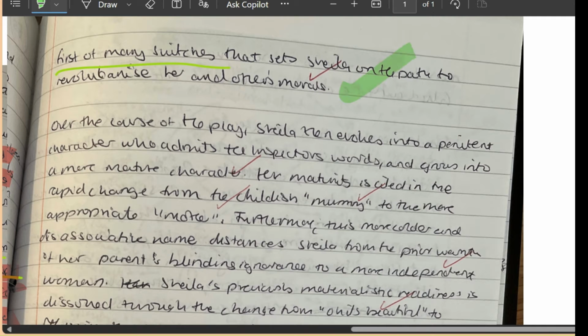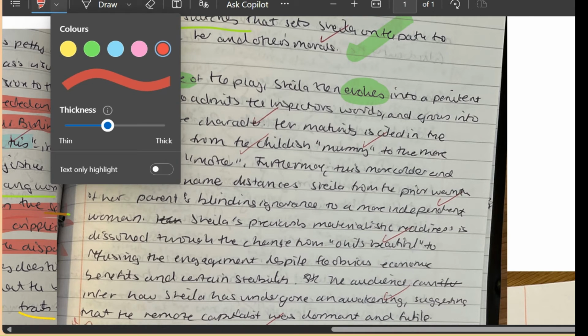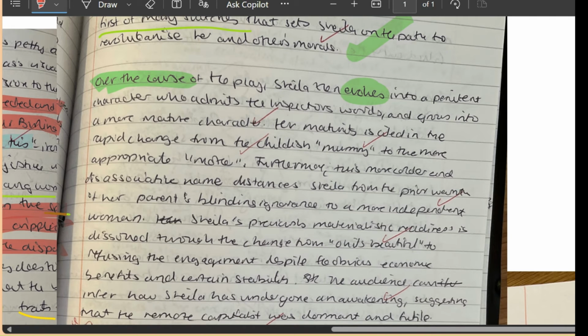So hopefully you can see how we're slowly progressing on to the next point, which is Sheila as the social revolutionist. Okay, so a really important technique is the fluidity of the essay. Moving on to the final point. Over the course of the play, Sheila then evolves, and "over the course" is a really nice phrase, into a penitent character who admits the inspector's words and grows into a more mature character. So really nice phrases and sentences to talk about. Penitent, she grows into a more mature character.